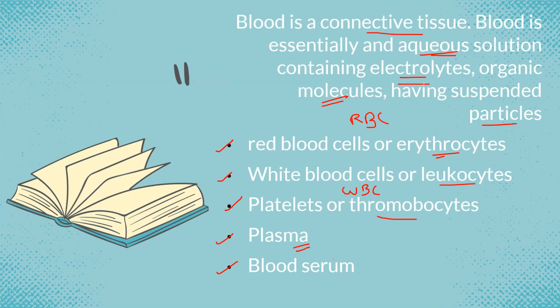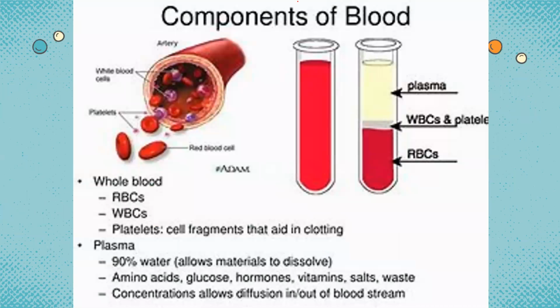Blood serum is formed when a protein called fibrinogen is removed from the plasma. Then the blood serum is obtained. So these are the components of blood. This is the yellow part, this is plasma.